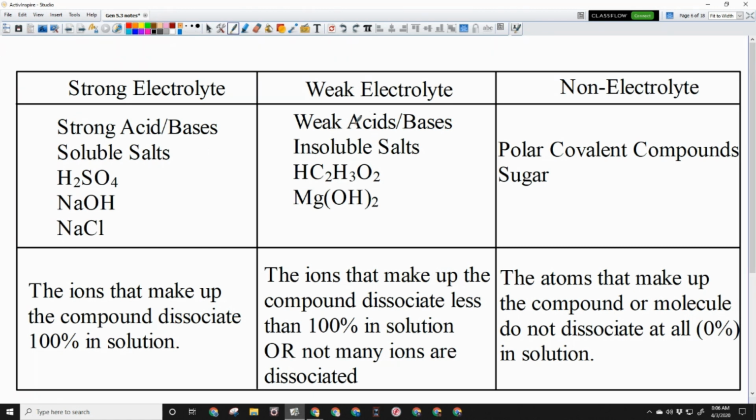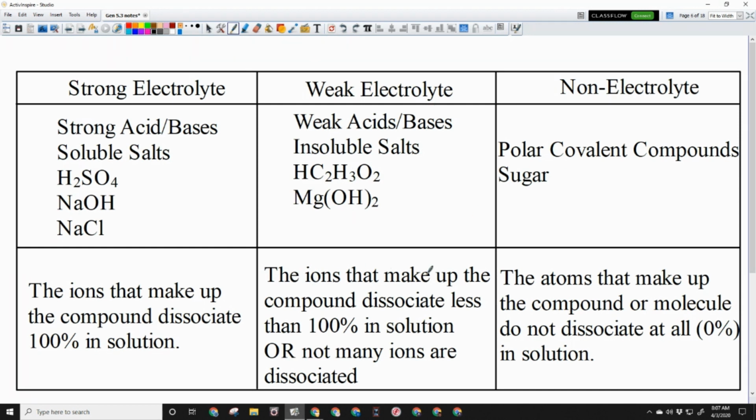All right, and so over here in this example, a weak electrolyte is made from a weak acid or weak base, or an insoluble salt. That's a salt that on our solubility chart is insoluble. So a weak acid would be like vinegar. An example of a weak base would be magnesium hydroxide. And an insoluble salt is any of those salts on the solubility chart that are insoluble. So silver chloride, for example, would be insoluble.